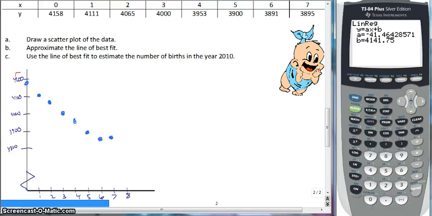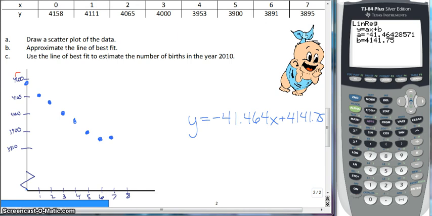So remember our classroom rule. We are going to say y is equal to negative 41.464x plus 4141.75. All we did was use our calculator, and as you can see, that's a lot more accurate than what we could have done by hand. So that is an equation that represents the data here, how many births there are based on the years since 2000.